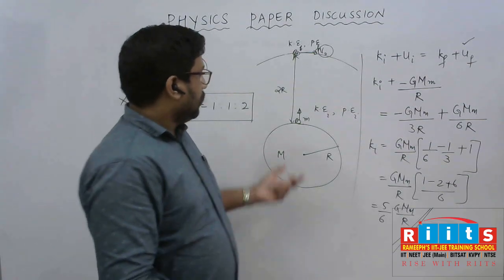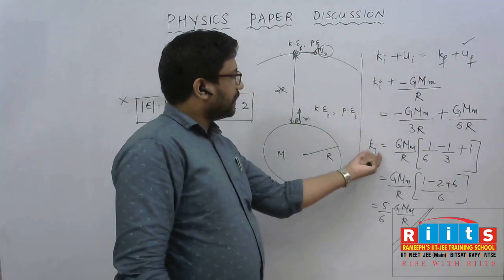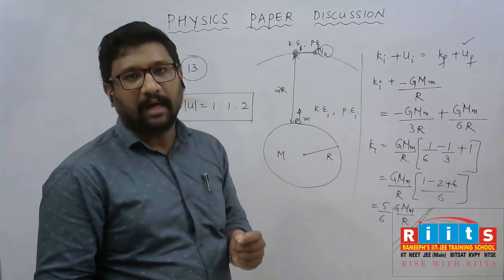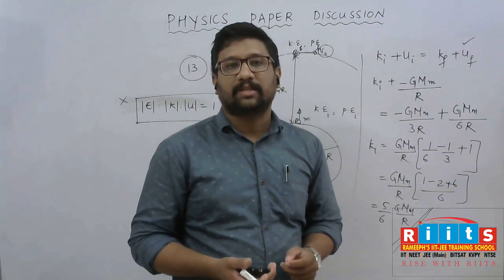So for launching of this satellite, what is the minimum kinetic energy you have to apply here? The answer will be 5 by 6 GMm by R. Hence, the correct option is option A.